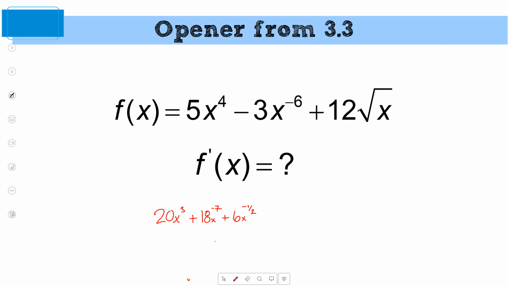Today's lesson, aside from getting the product and quotient rule, has a ton of examples because I think the examples will illustrate the ideas the best. So today we're going to talk about the product rule. We're going to talk about the quotient rule. We're going to talk about higher order derivatives. That's the same thing as the second derivative, the third derivative, the fourth derivative, et cetera, et cetera.